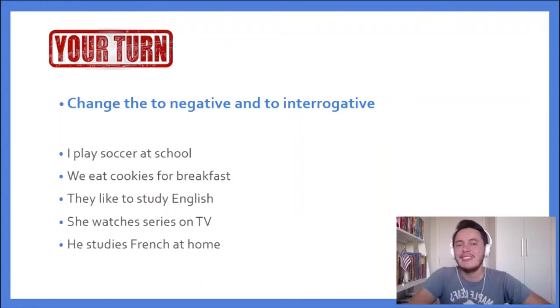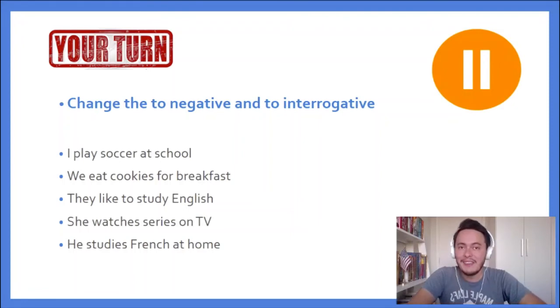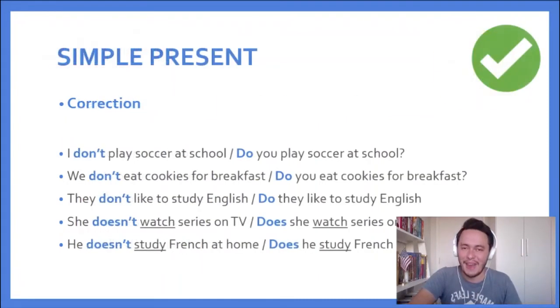Now, it's your turn. I put here some sentences, and I want you to change them to negative and to interrogative. So, pause this video, and we'll correct together in the next slide. Okay? So, pause. 5, 4, 3, 2, 1. Okay, good. All right, let's go to the correction.